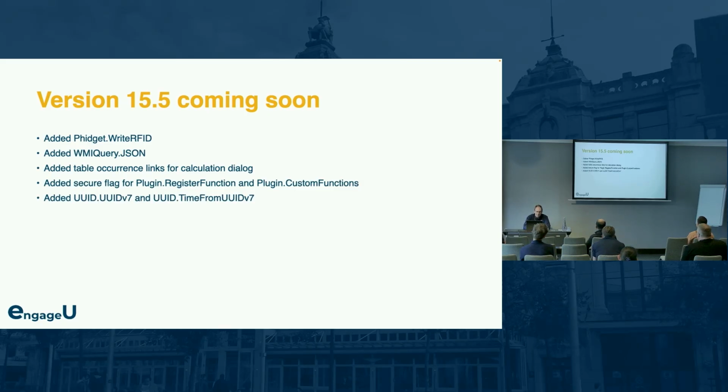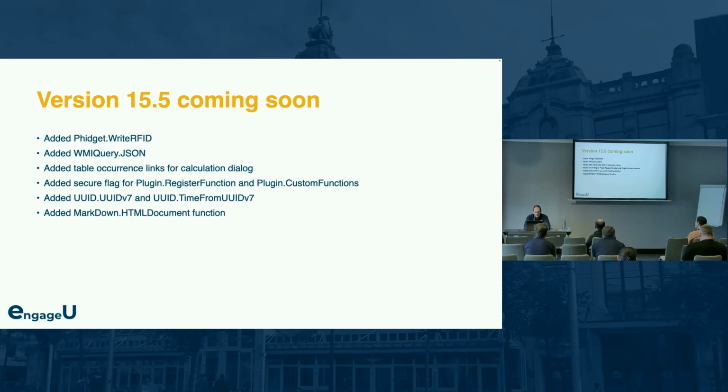Then we have UUID functions for UUIDv7. That's a special kind of UUID which can be sorted to sort the records by time. So they are chronologically going up. And you can also query back which time was used for creating this UUID. Yeah, allows you to use UUID for your records and then later sort by the UUID.